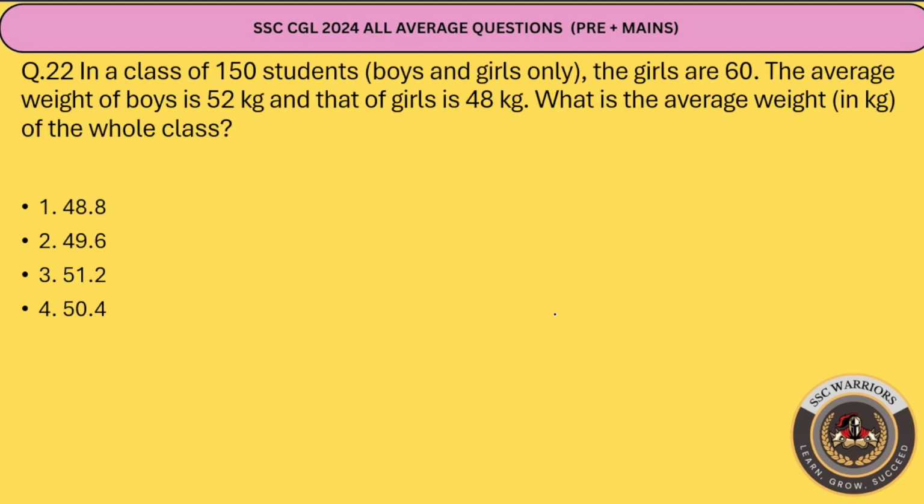Same question. This last question. In a class of 150 students, girls are 60 and boys 90. So there are 90 boys and 60 girls. These will be boys and these will be girls. The average weight of boys is 52 and girls is 48. Find the average weight. Take the ratio, divide it, 3:2.